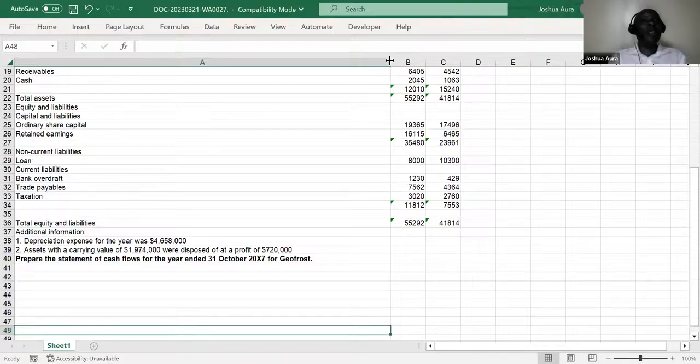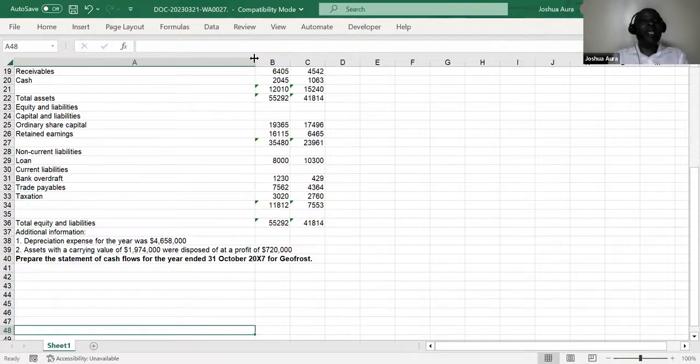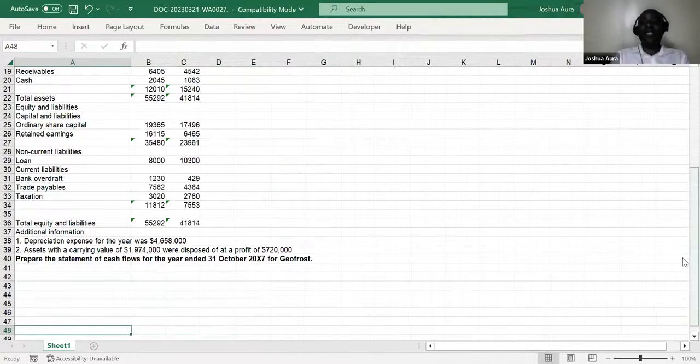I'll be able to scale down this thing very fast. I'll be able to answer this question pretty fast. So this is what I'm going to do right away. The examiner is silent regarding the method of cash flow statement that I should use. We have got 2 methods: direct, and indirect. Whenever the examiner is silent, we shall always use the easier one. The easier one is which one? Indirect method.